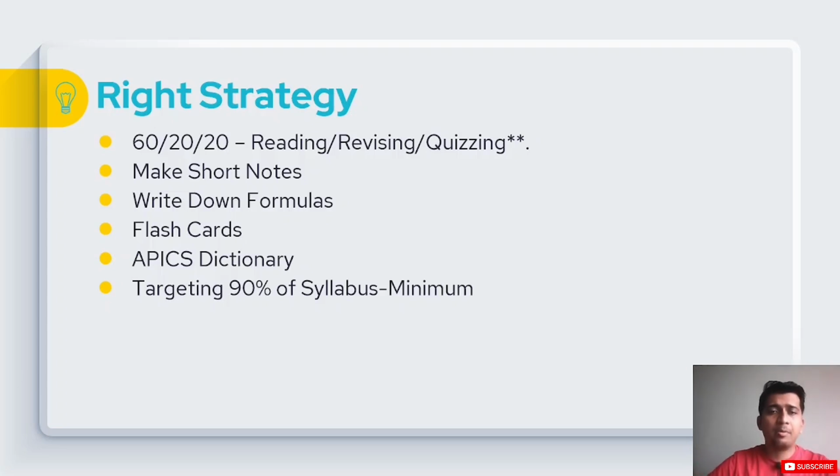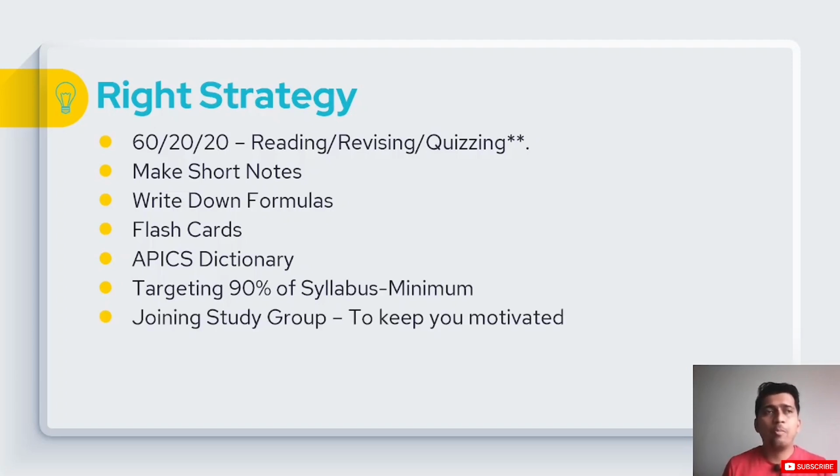Targeting 90% of the syllabus minimum. When you're preparing, don't skip much of the content even if you are not good at it. Try to cover 90% of the syllabus, because the passing mark is 80%. You should be thorough with a minimum of 90% of the syllabus. Don't skip much of the content here.